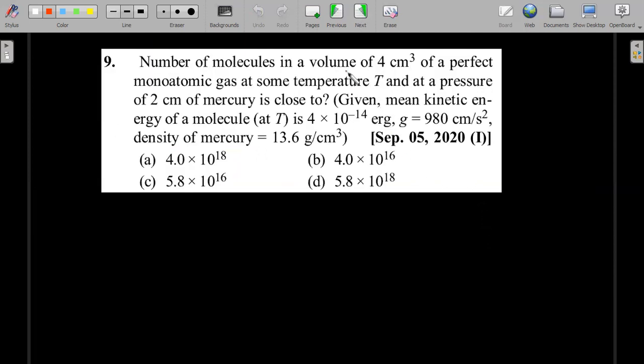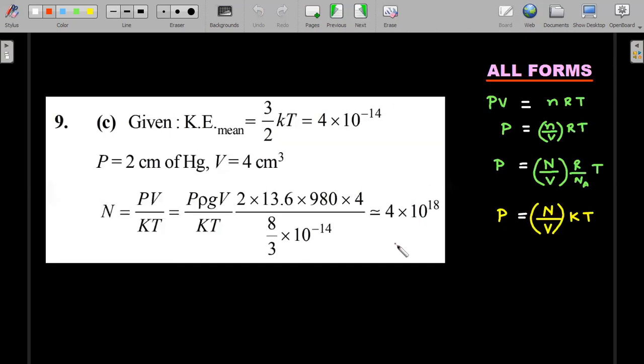Next one: the number of molecules in a volume of 4 centimeter cube of a perfect monatomic gas at some temperature T and at a pressure of 2 centimeter of mercury is close to. So he's talking about how many molecules are there when information about the mean kinetic energy of a molecule, mean meaning average, at temperature T is given as this many ergs, and g value is given, and the density of mercury is given as 13.6 gram per cc. Based on all this information, you are supposed to discuss the number of molecules at a pressure of 2 centimeters of mercury. So many calculations he has interspersed. So let's see the solution.